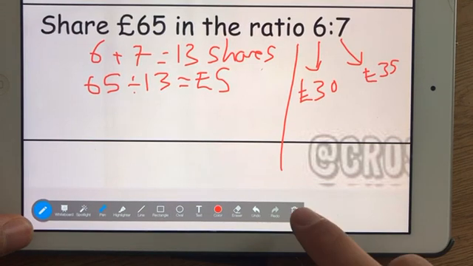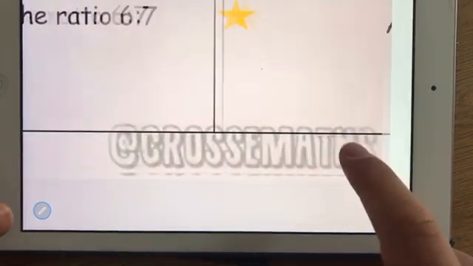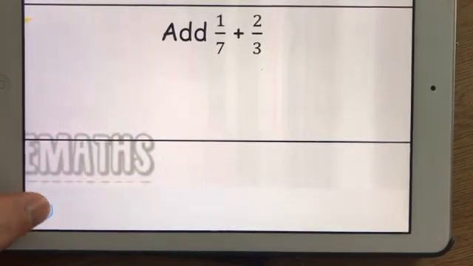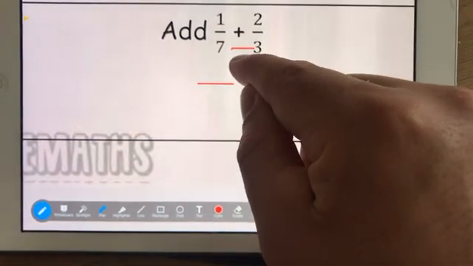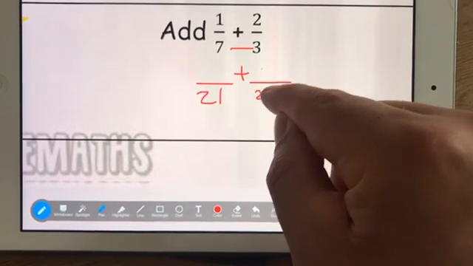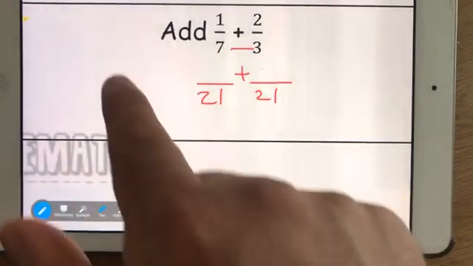Very straightforward question. That is worth 3 points. Okay, add 1 over 7 plus 2 over 3. I'm going to multiply my bottoms first, only because I want the same number on the bottom of both. 7 times 3 is 21. Once I've done that, I'm going to cross multiply.